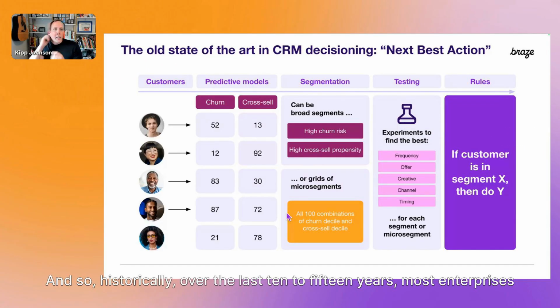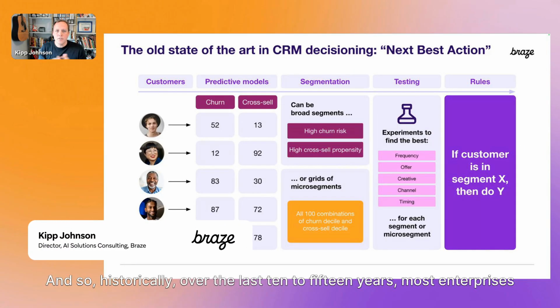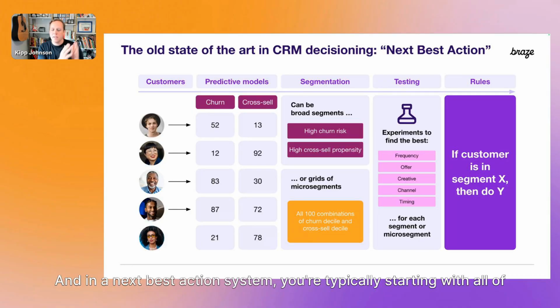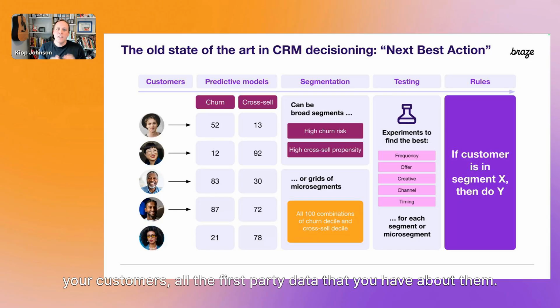And so historically, over the last 10 to 15 years, most enterprises have been working towards what was commonly referred to as next best action. And in a next best action system, you're typically starting with all of your customers, all the first party data that you have about them.